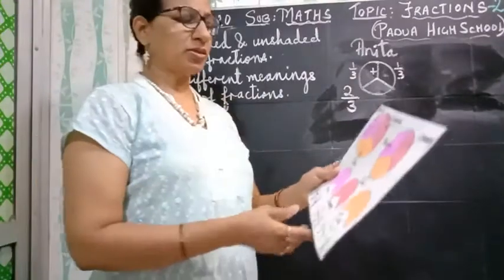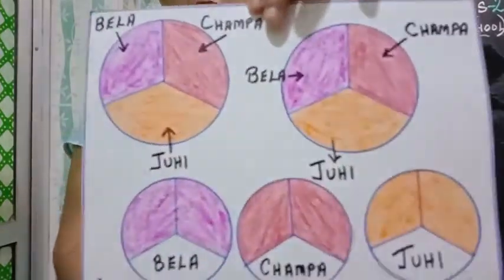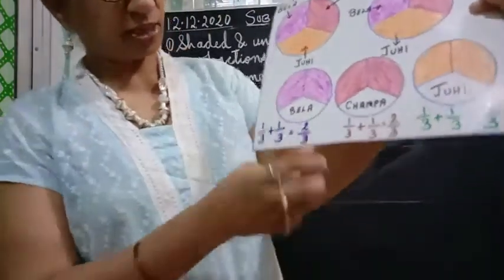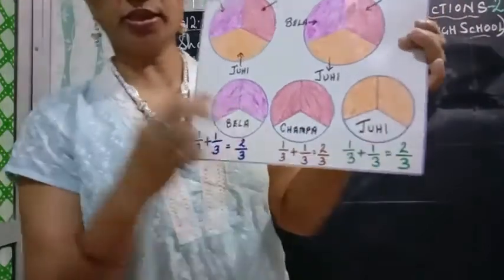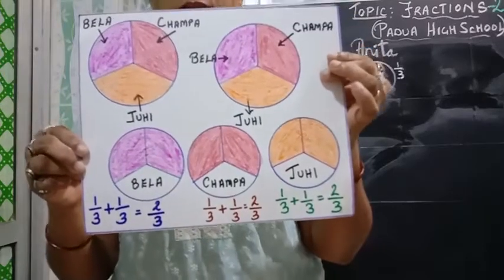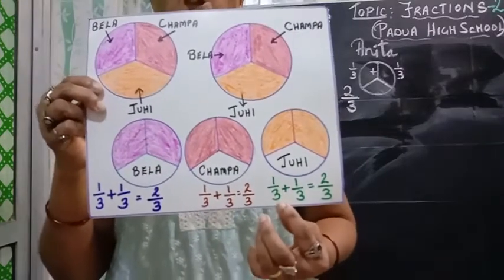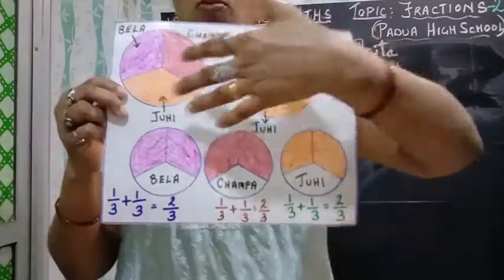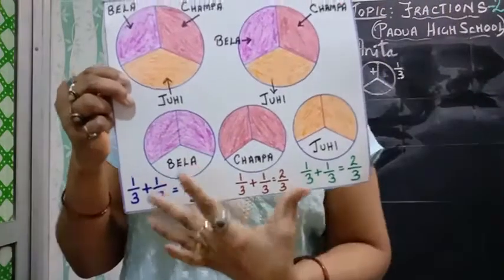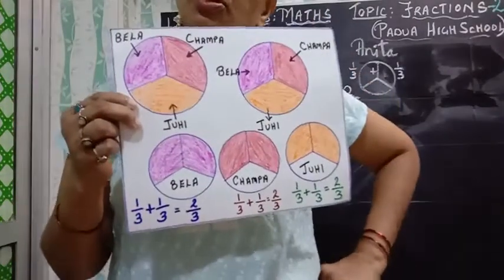Now her friends have come home. Can you see this placard very nicely, children? Her friends are 3: you have Bela, Champa, and Juhi. 3 friends have come home. Now there are 2 chapatis and her mother has to share these 2 chapatis with the 3 girls. So how are you going to share 2 chapatis with 3 girls?